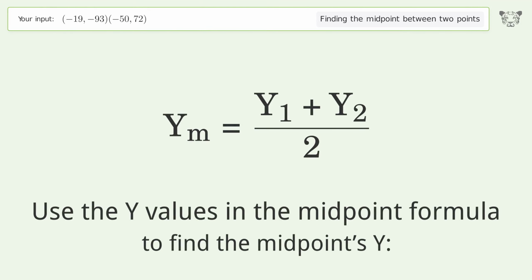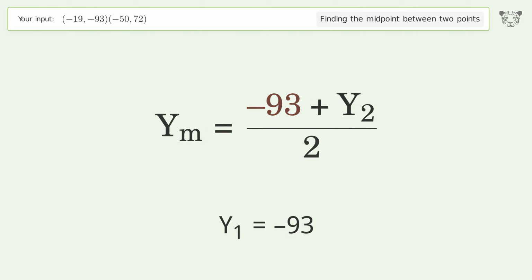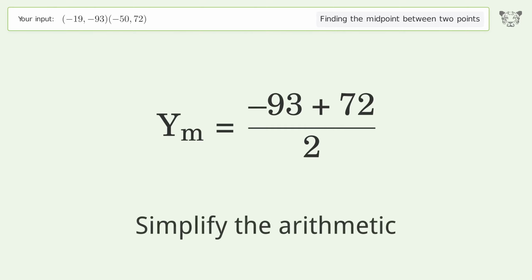Use the y values in the midpoint formula to find the midpoints y. y1 equals -93. y2 equals 72. Simplify the arithmetic.